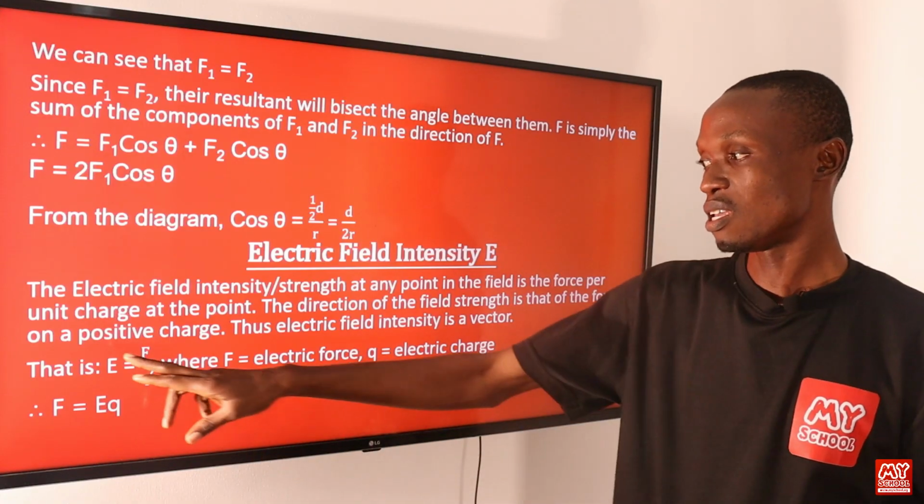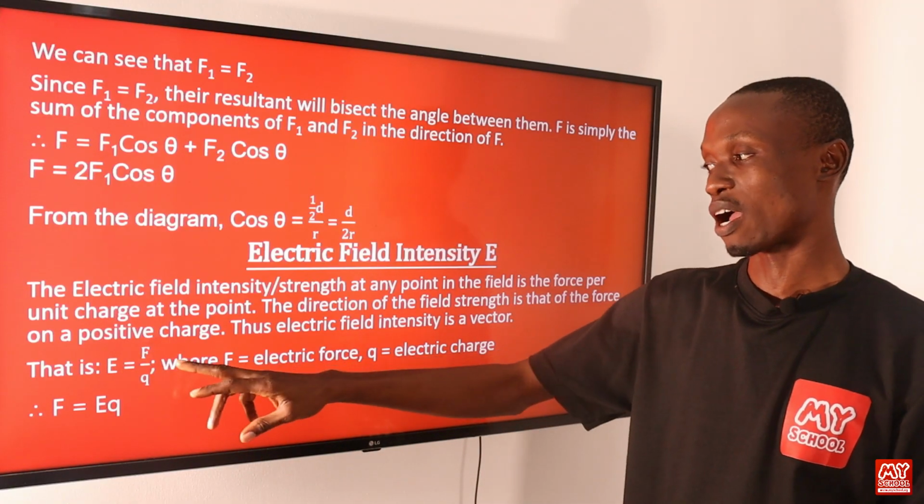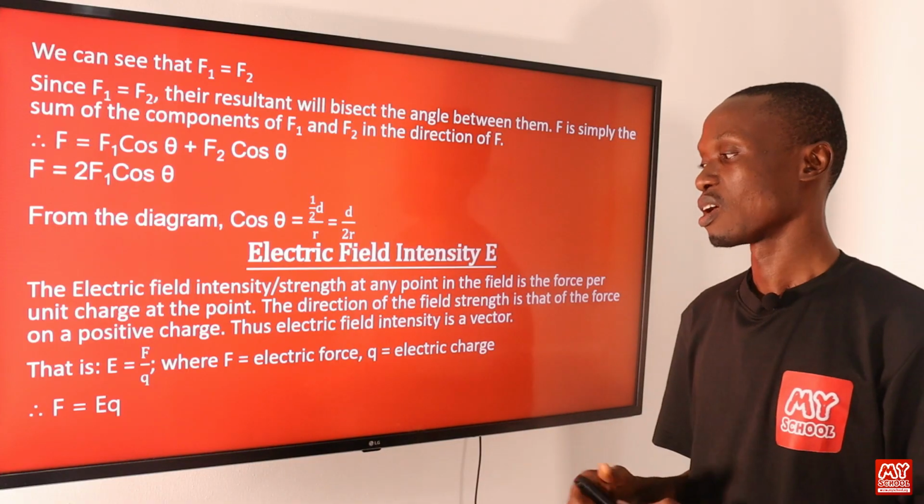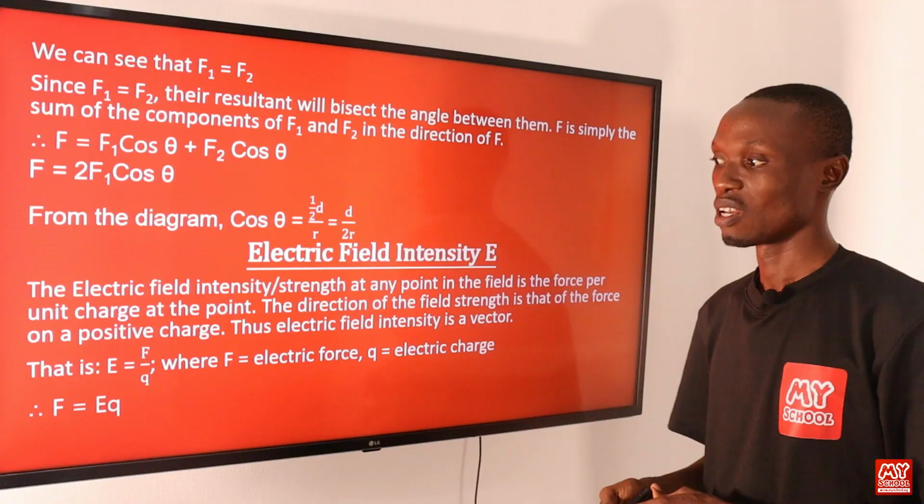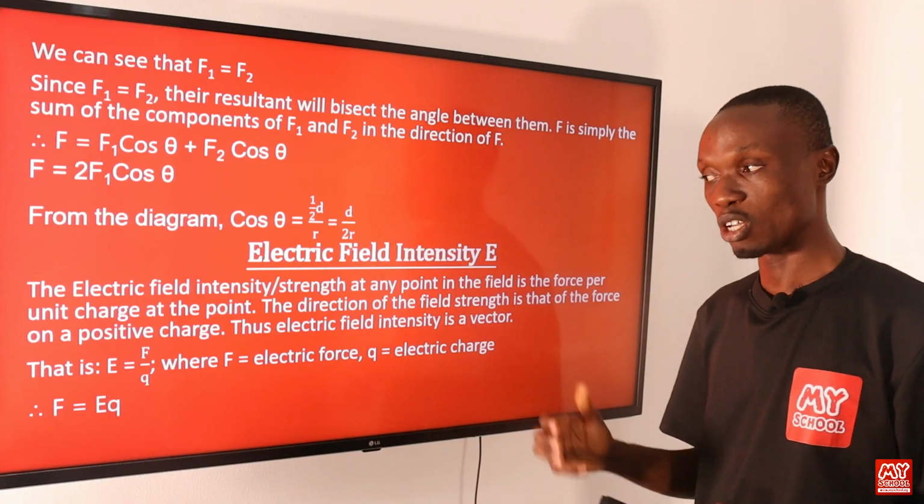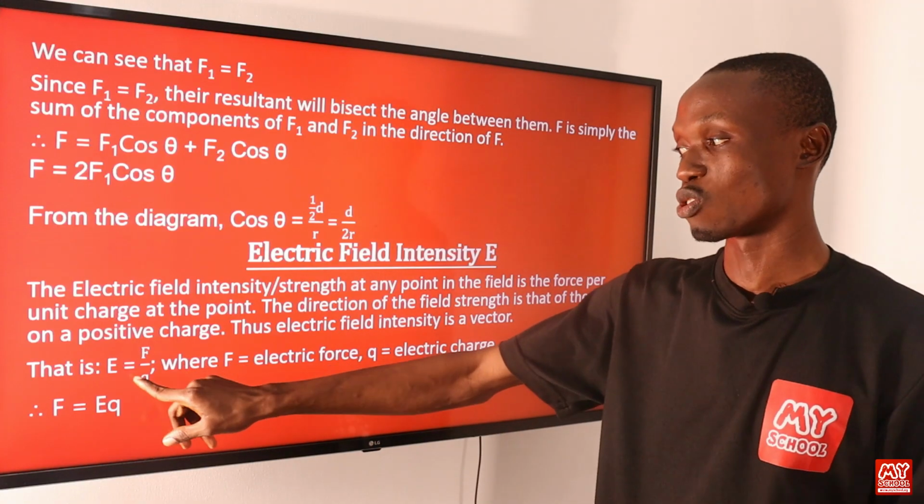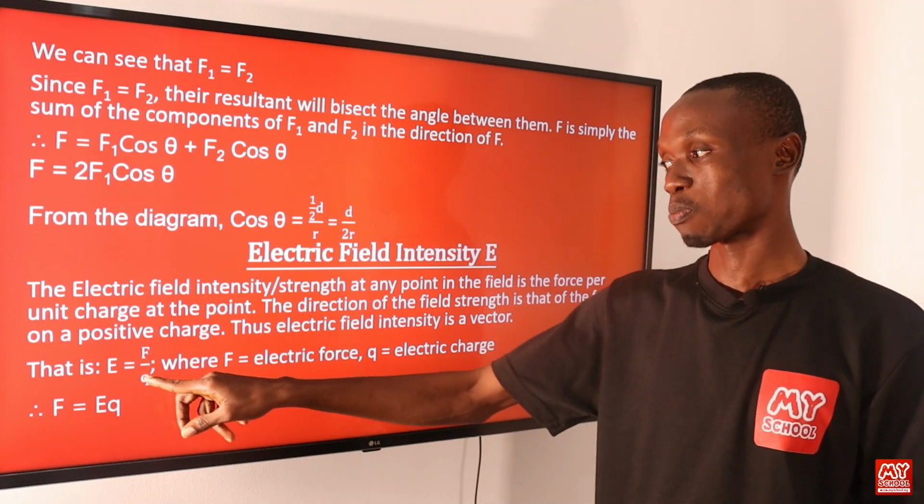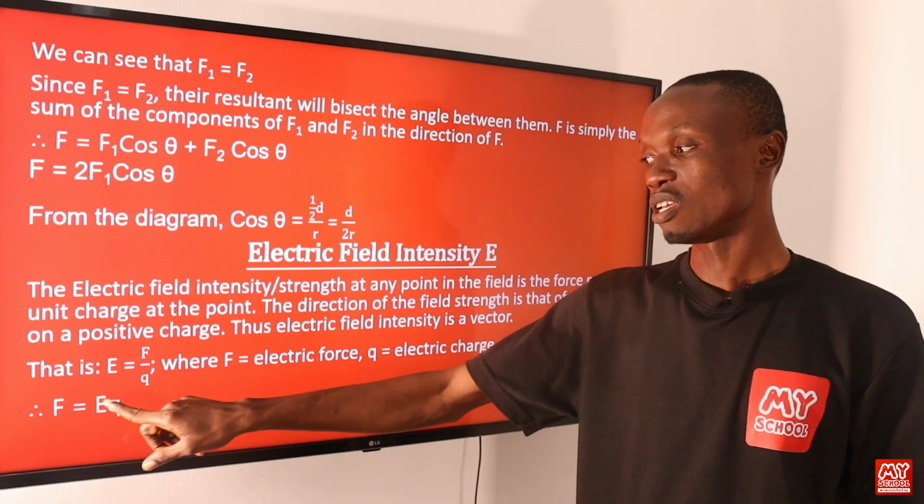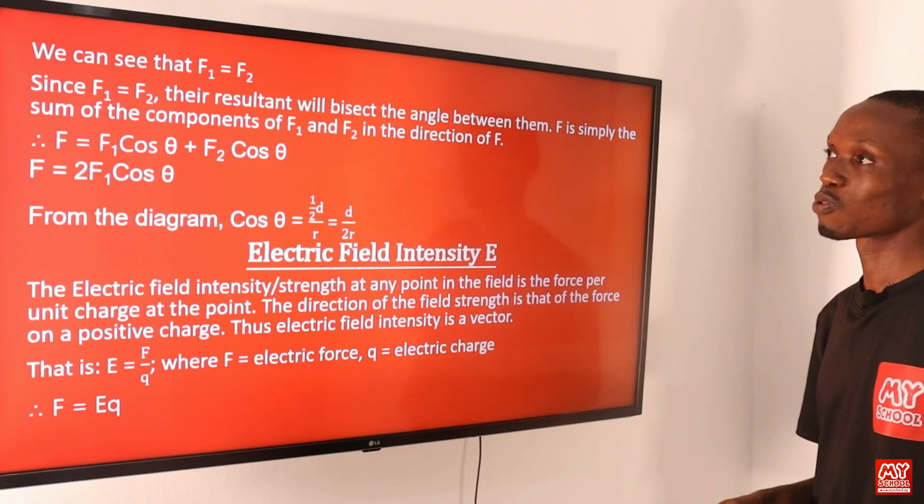That is, E is equal to F all over Q, where F is the electric force and Q is the electric charge. Therefore, F is equal to EQ, by simply making F the subject of the formula, by cross multiplying. So if we cross multiply, F will be equal to EQ. So let's move to the next slide.